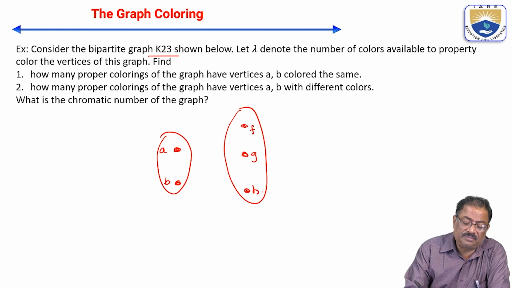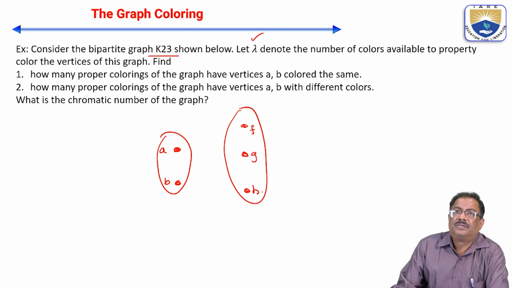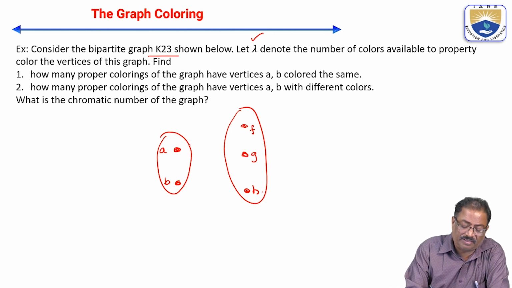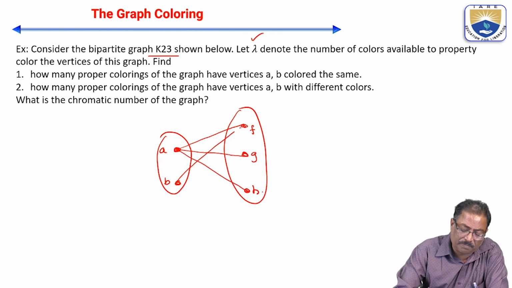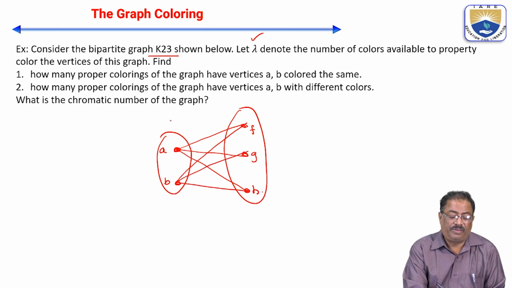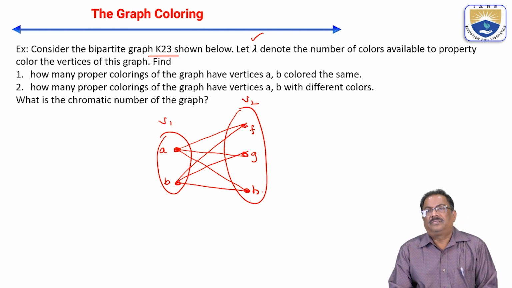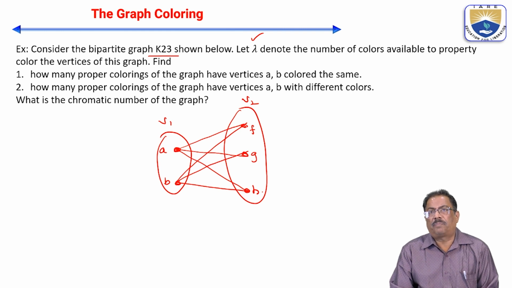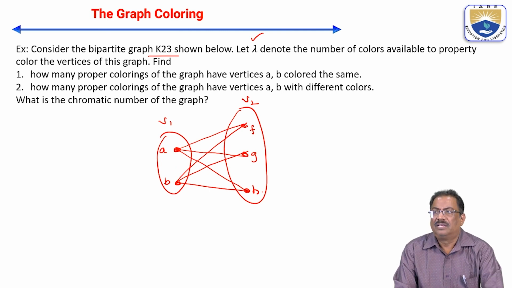Now, the question is, there are lambda number of colors available to make this bipartite graph properly colored. Let us say I am just taking K2,3, a complete bipartite graph, which has V1 with 2 vertices and V2 with 3 vertices. Now see how many properly colorings of the graph are there in which A and B will have the same color.